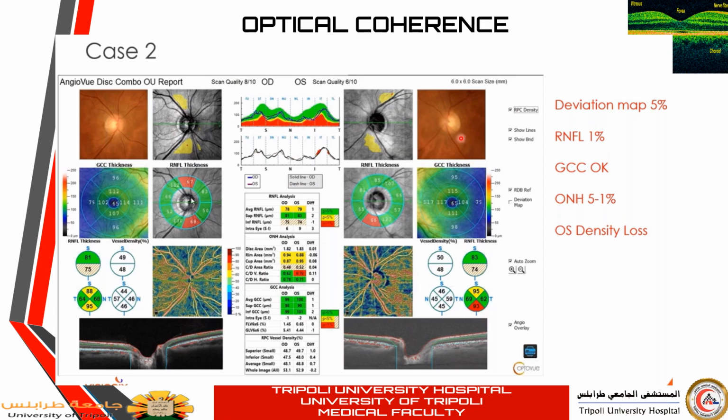When you look to the other eye, it is a little bit better than the other eye, but similarly it has some thinning here in the inferior part of the optic disc. And clearly you can see in the angio map a significant reduction in the density of the capillary and decrease in the density of the flow in this area. So this is a patient with bilateral glaucoma.